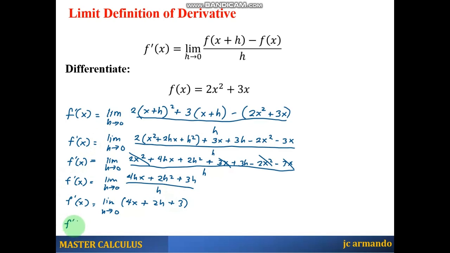Therefore, we have f prime of x is just equal to 4x plus 2 times 0 plus 3. So therefore, f prime of x is equal to 4x plus 3. So this is the derivative of the given function. 2x squared plus 3x, its derivative is 4x plus 3.